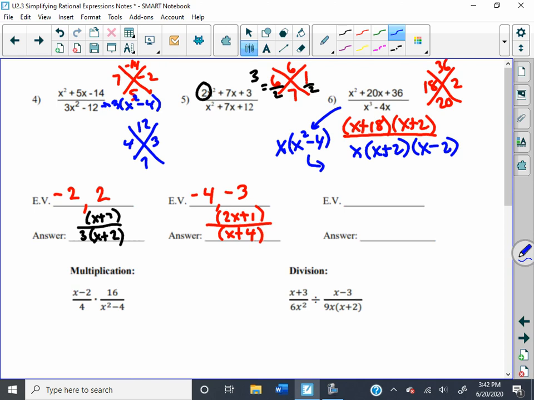All right, excluded values. I have the x in front. If I set that equal to 0, I'm going to get 0. The x plus 2, I'm going to get negative 2. The x minus 2, I'm going to get positive 2.